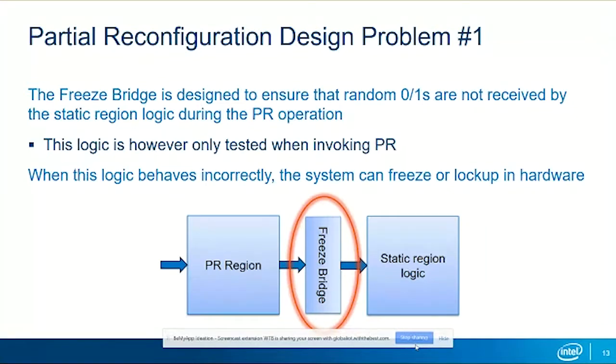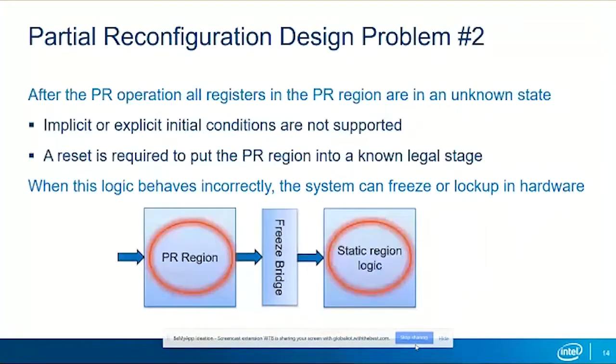Then the second problem is within the PR region itself. The PR region will come up with the registers in an unknown condition. So what you need to ensure is that you've got the right reset sequence in place to bring the PR region into a known good state before you release the freeze bridge to allow the signals to drive correctly into the static region. And this presentation is going to address problems 1 and 2. It's going to show how you can achieve this through simulation.